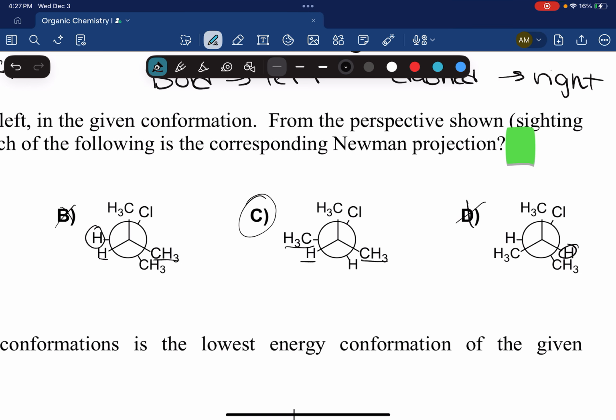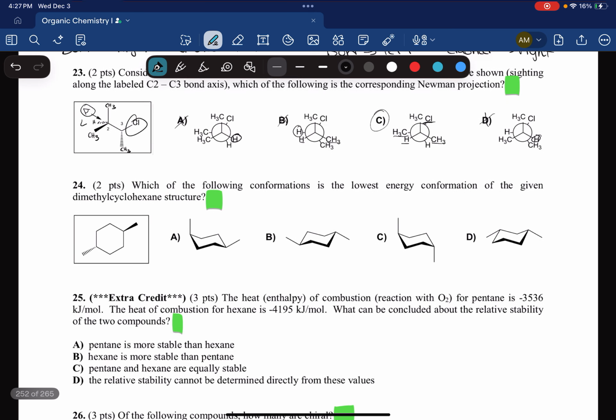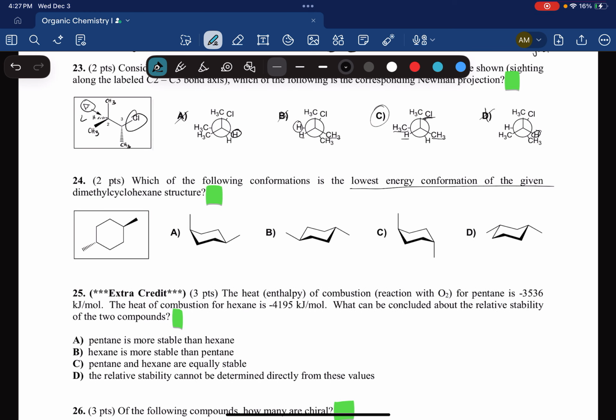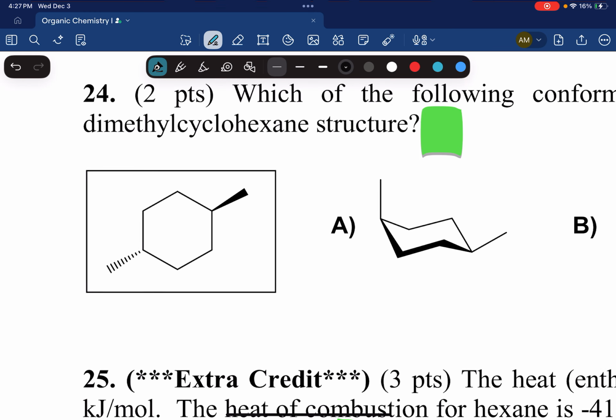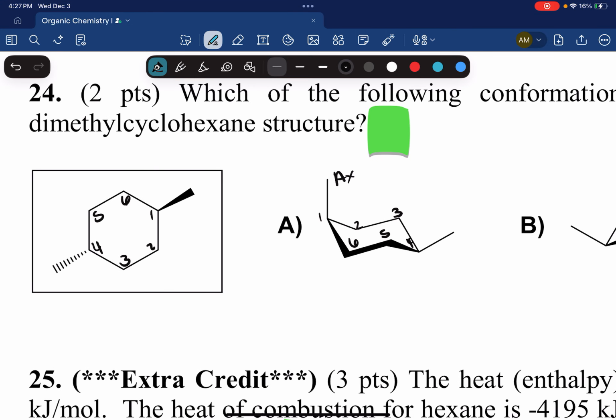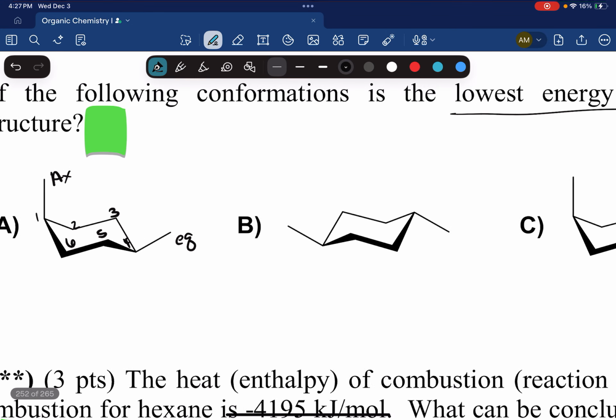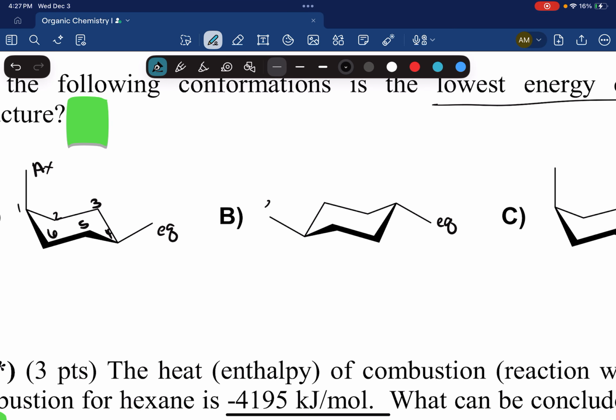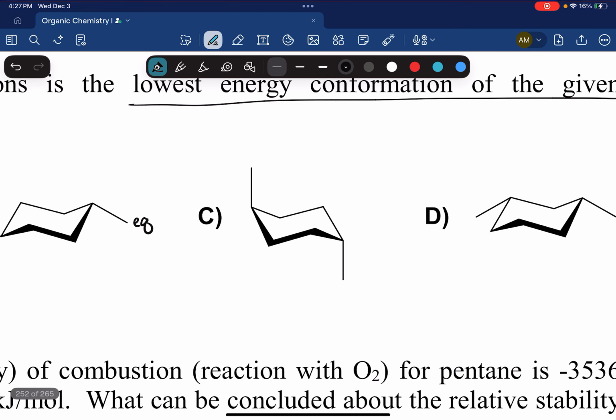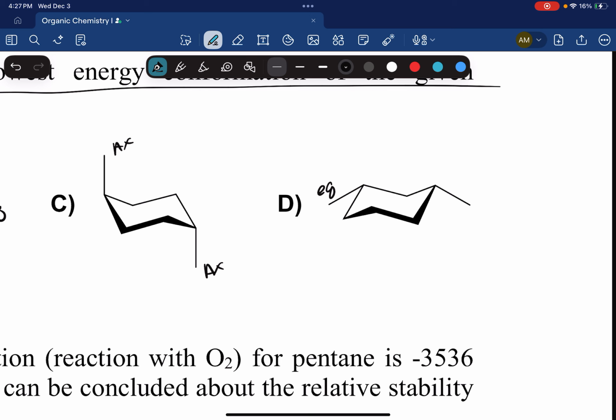And then chlorine at the top. Chlorine at the top. Okay. Lowest energy conformation. 1, 2, 3, 4, 5, 6. So this is axial. This is equatorial. This is equatorial. This is equatorial. Axial, axial, equatorial, equatorial. However, 1, 2, 3.